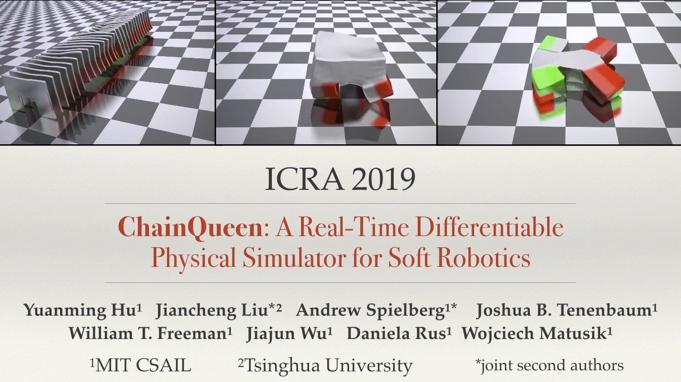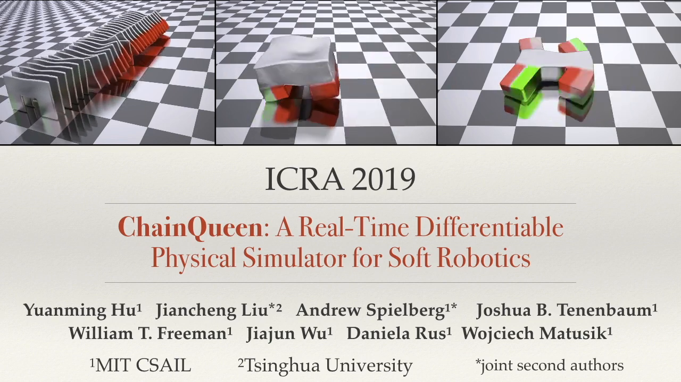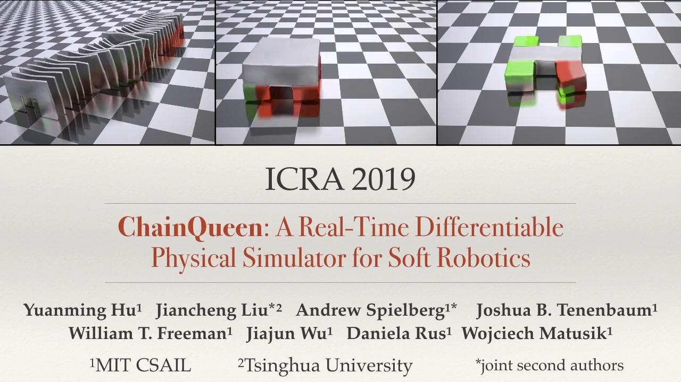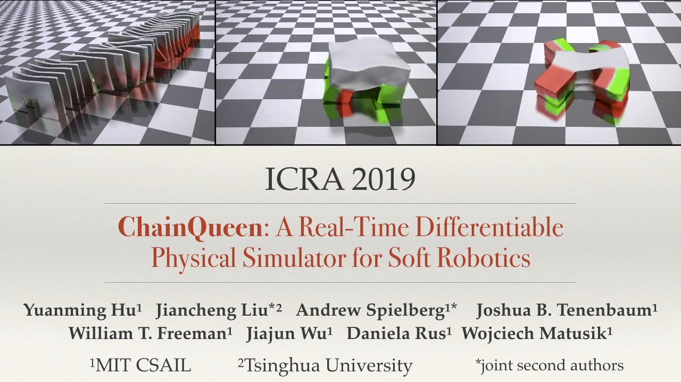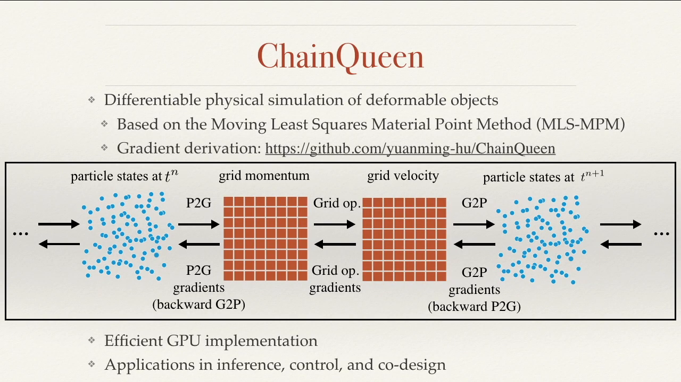Essentially, in ChainQueen, you can use the gradients to do a lot of optimization to make your robot move in your desired direction. ChainQueen is a differentiable physical simulator for deformable objects. This is pretty attractive because nowadays a lot of people are very interested in soft robotics, where every part of the robot can actually deform in an elastic manner.